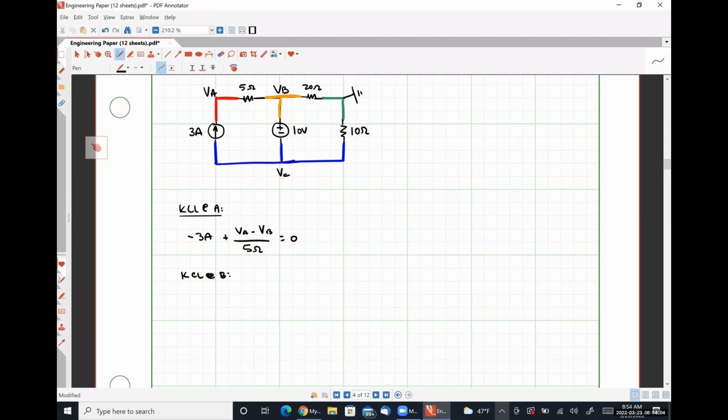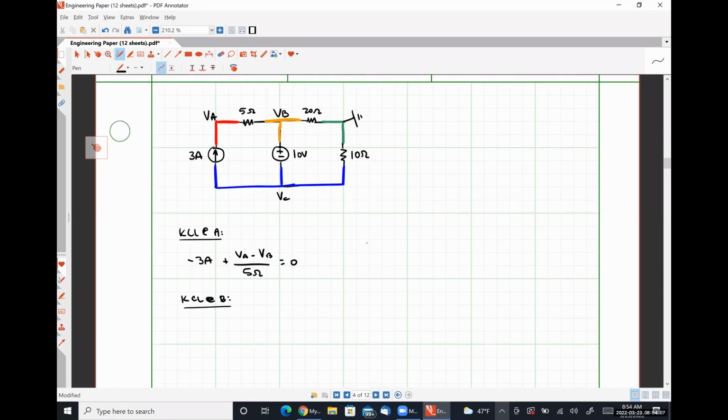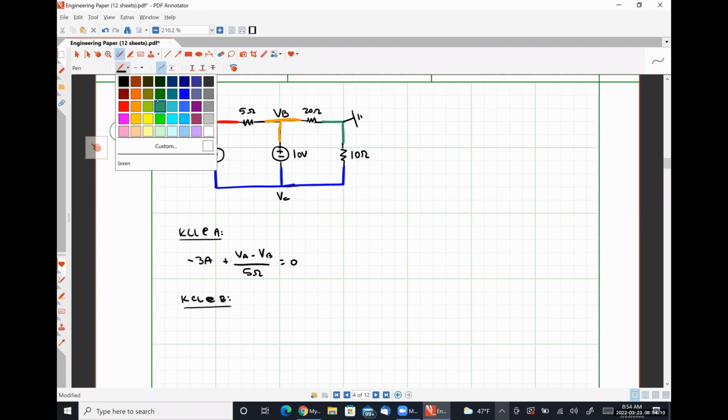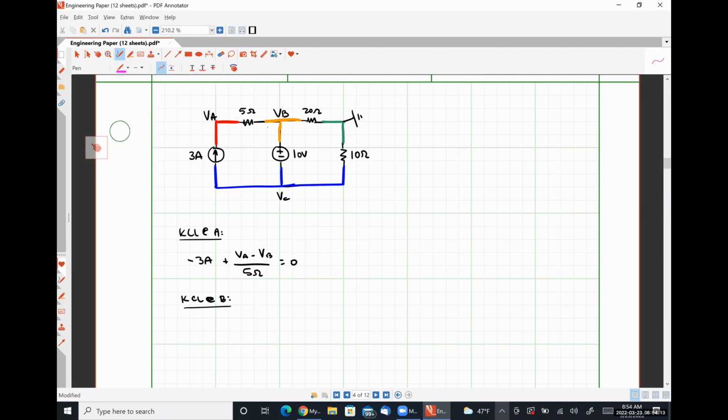KCL at B, we're going to run into a problem. So I'm going to explicitly show you what's messing up here. We have this current flowing to the left through the 5 ohm resistor, which is well defined in terms of our nodal voltages. We have this current flowing to the right through our 20 ohm resistor, which is well defined in terms of our nodal voltages. And then we have this current flowing down through our 10 volt source, which has no relationship to our nodal voltages whatsoever. Because for a voltage source, the amount of voltage that's being supplied by it is a fixed quantity, and the amount of current that's flowing through it is whatever needs to flow through it to make the rest of the circuit work, right?